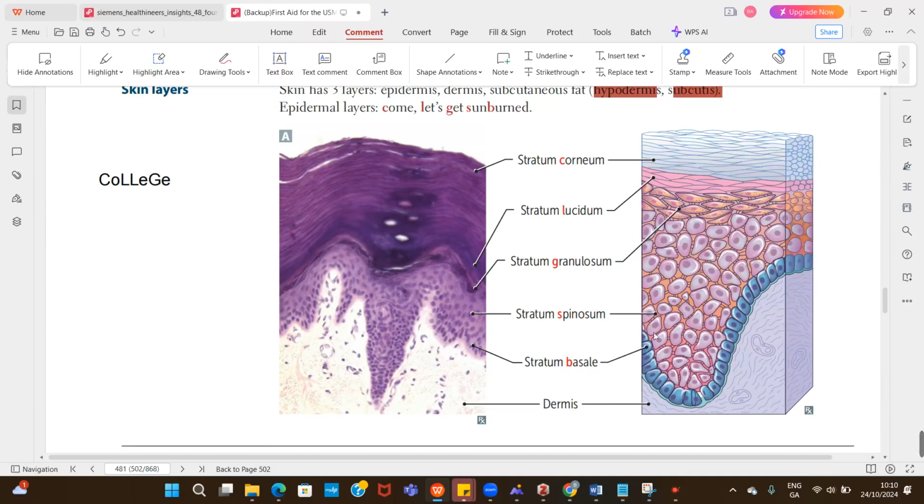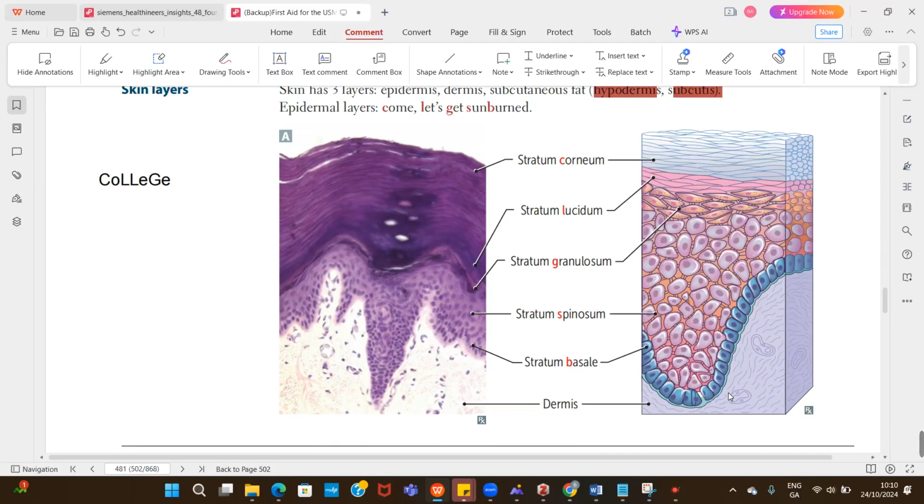Don't forget that the stratum basale is the deepest layer, and that is where you have proliferation of most of the cells, like the melanocytes and the keratinocytes, and they ascend upwards to other parts of the cell layer. The dermis has two major components. We have the papillary dermis, which is the superficial one, and we have the reticular dermis.